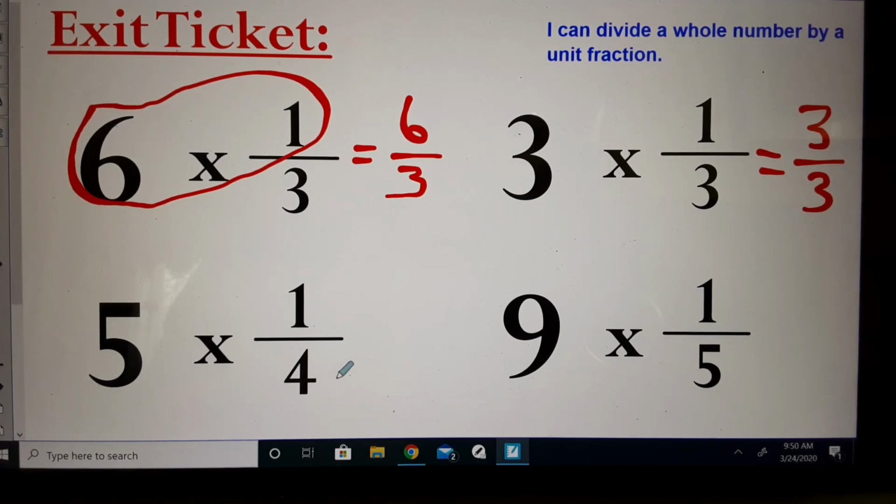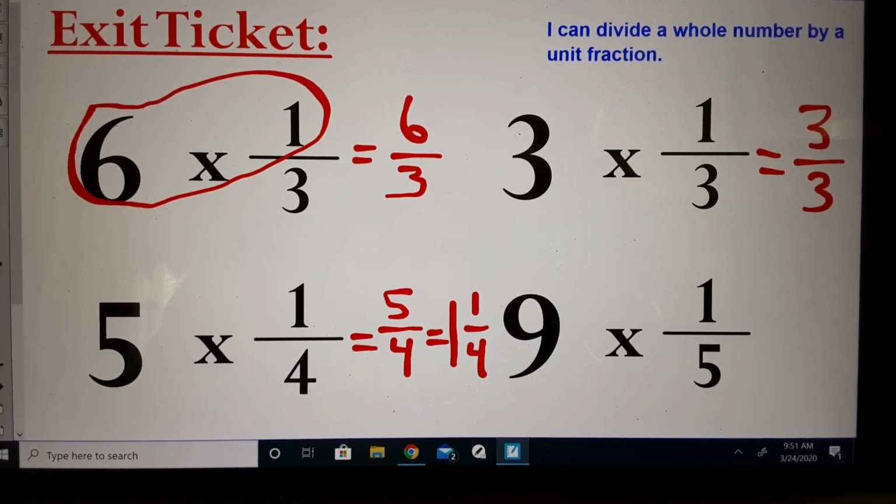Now down here, 5 times 1/4. Can't really do 5 divided by 4, but we can write it as 5/4, because 5 times 1/4 means 1/4 plus 1/4 plus 1/4 plus 1/4 plus 1/4. Was that 5? 5/4, of course, we can pull a whole out, 4/4, that's 1, and have 1/4 left over.